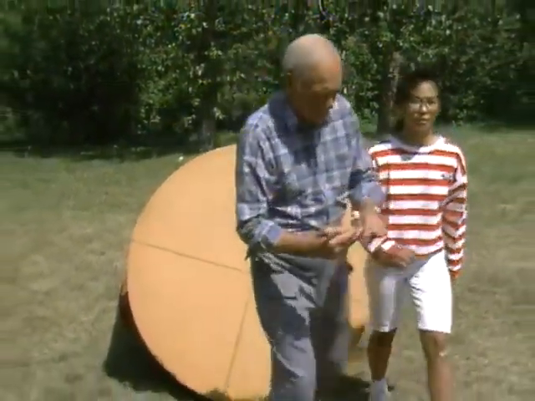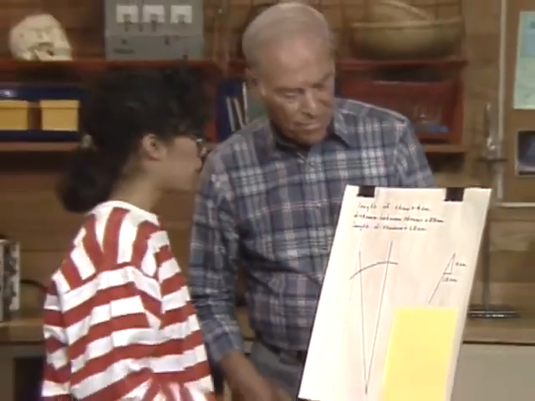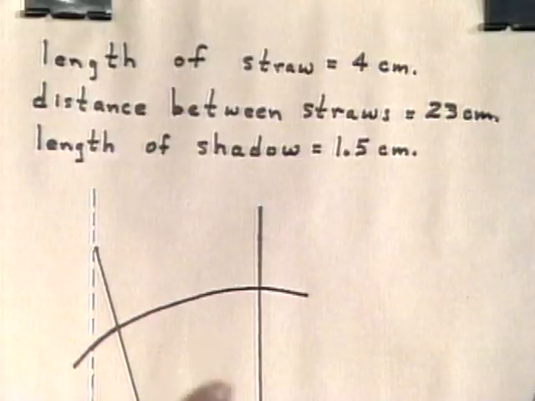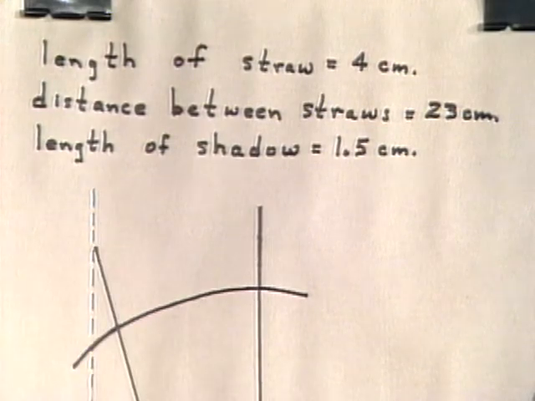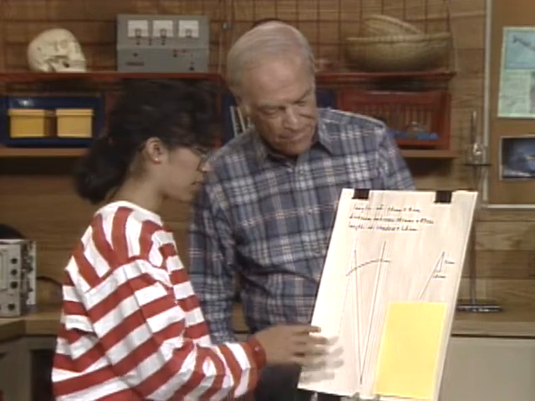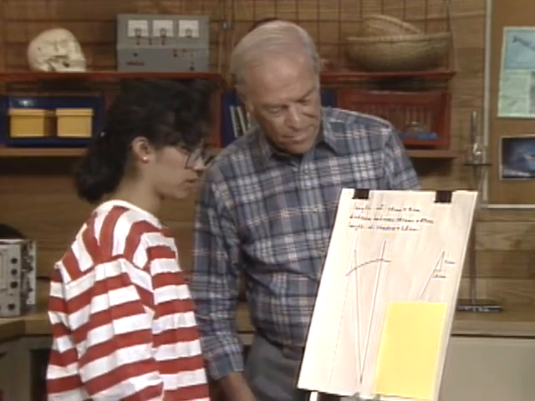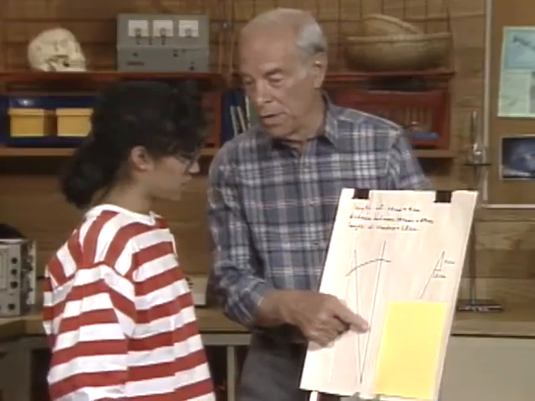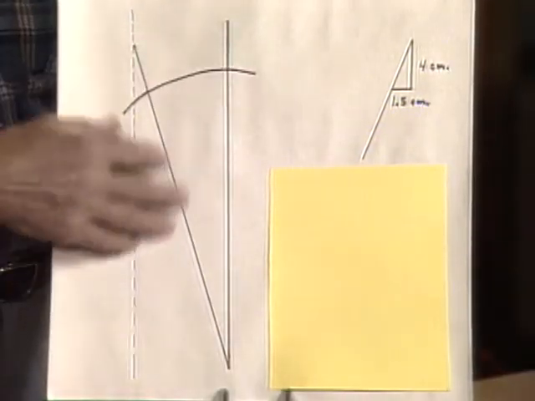Now, come on, let's go inside. There. We've got everything down. The length of the straw equals 4 centimeters, the distance between the straws is 23 centimeters, and the length of the shadow is 1.5 centimeters. We've got the diagram down, and a yellow square here for me to do my calculations, but what am I supposed to calculate? First of all, that's not a square, that's a rectangle. You've actually worked with circles and stuff too.